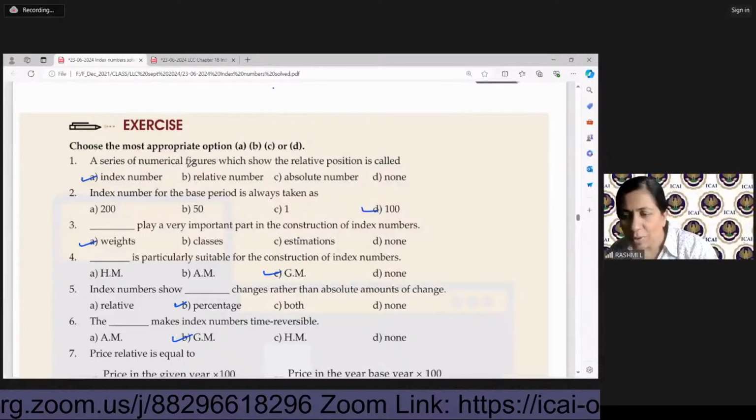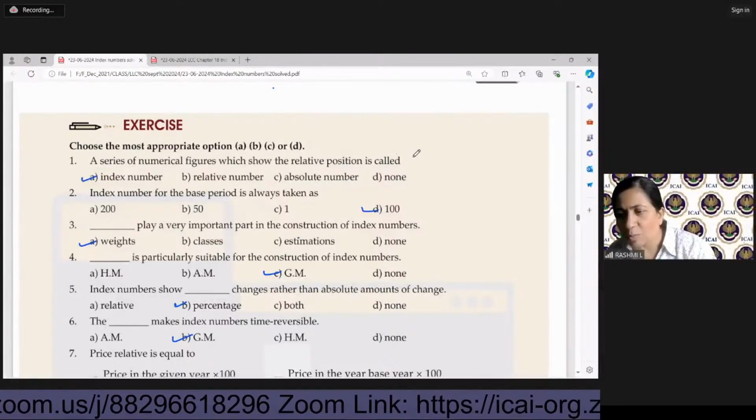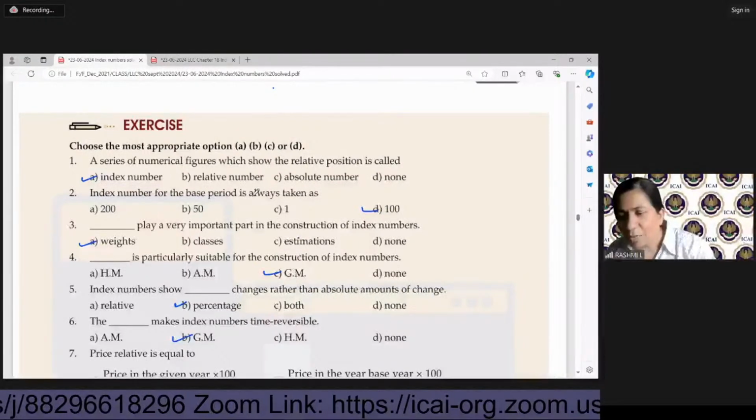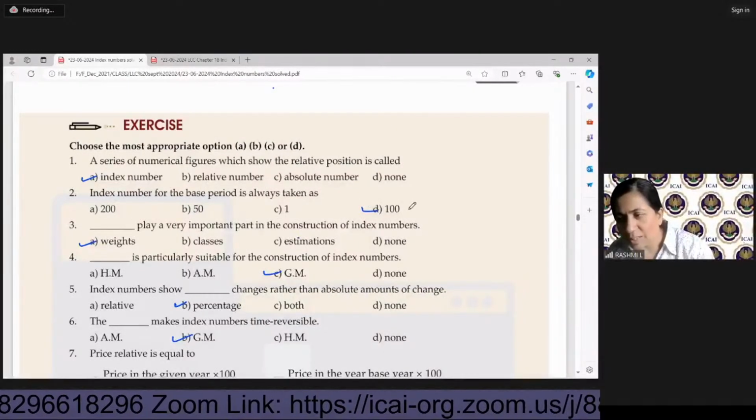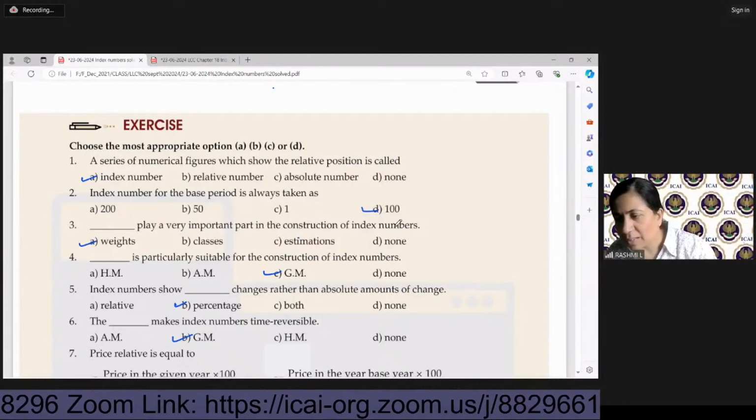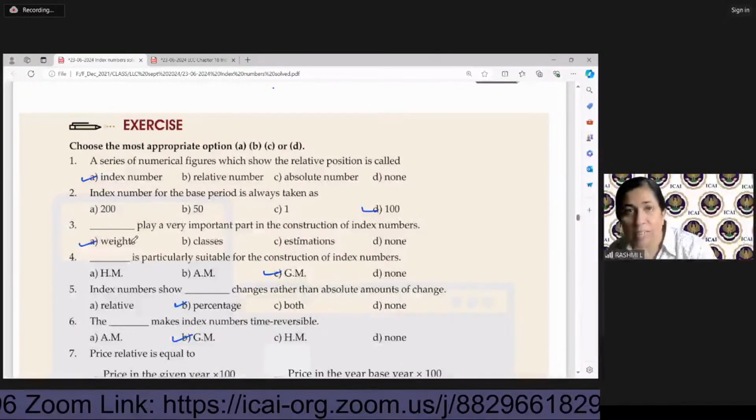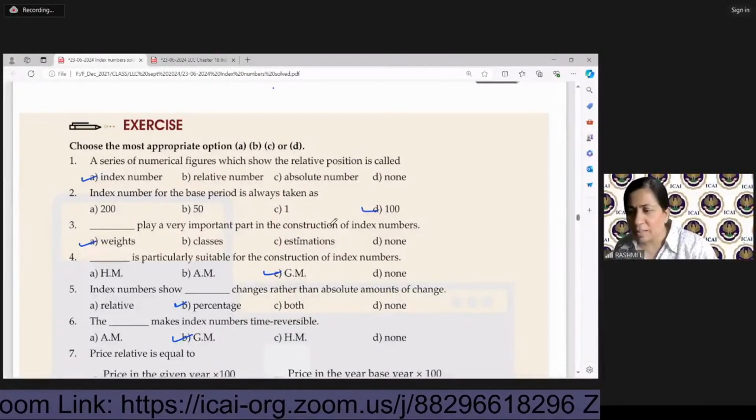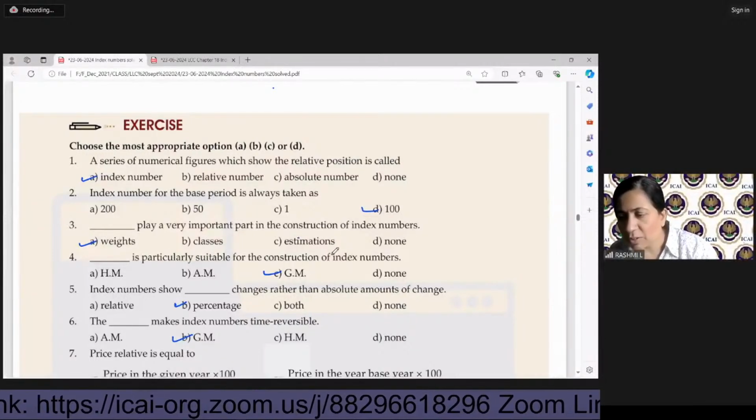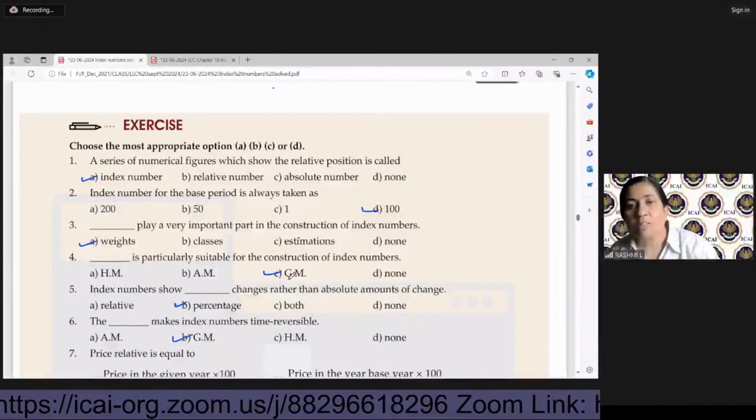A series of numerical figures which shows the relative position is called an index number. Index numbers for the base period are always taken as 100. Dash plays a very important part in the construction of index numbers. The weight plays a very important part in the construction of index numbers. Dash is particularly suitable for the construction of index numbers: geometrical mean.